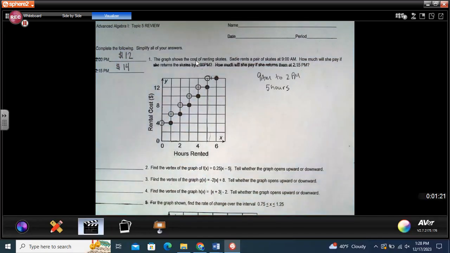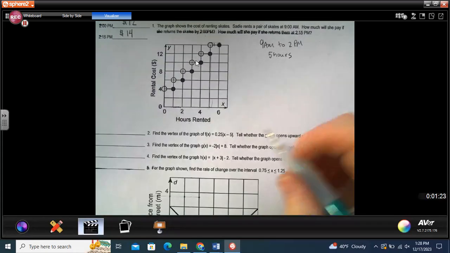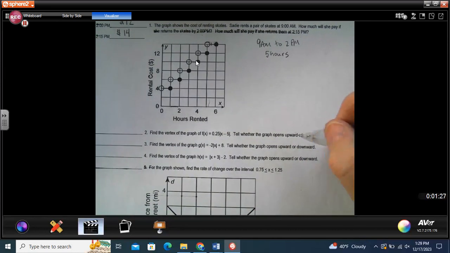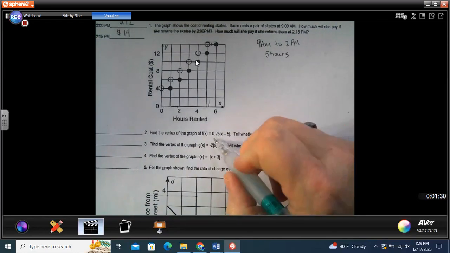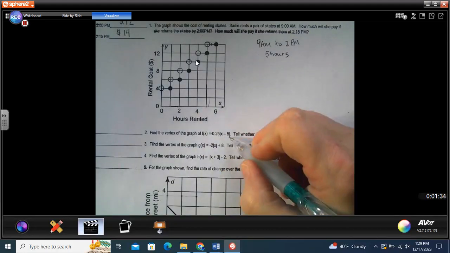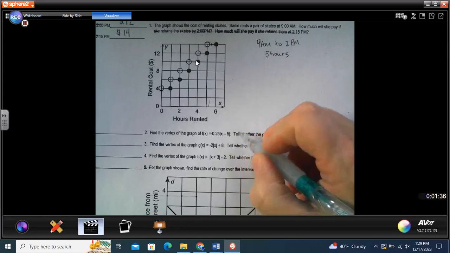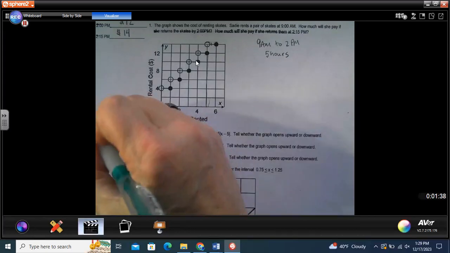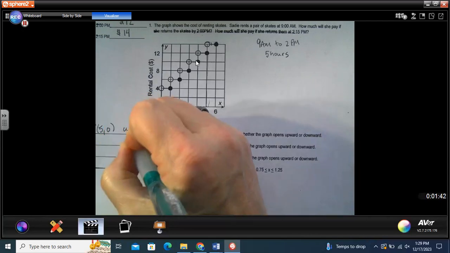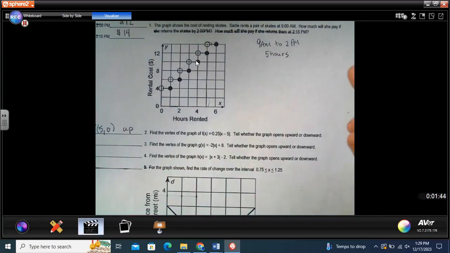Okay. Find the vertex of the graph and then tell whether the graph opens up or down. This graph opens up because it's positive out front, and the vertex is 5, 0 because there's nothing out there for the y. So vertex is 5, 0, opens up. Okay.